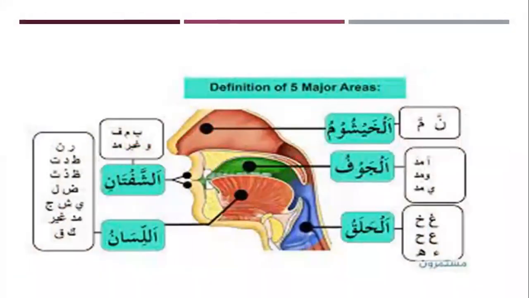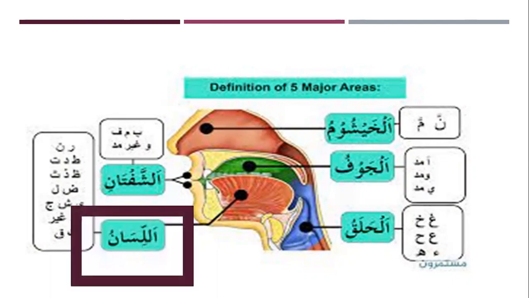In the last class, we studied together, there are five major areas. Five articulation points. In Arabic, it's al-jawf, al-halq, al-lisan, al-shafatan, al-khayshum. In English, it's the oral cavity, the throat, the tongue, the lips, and nasal passage. Today, inshallah, we will continue in studying al-lisan, the tongue.